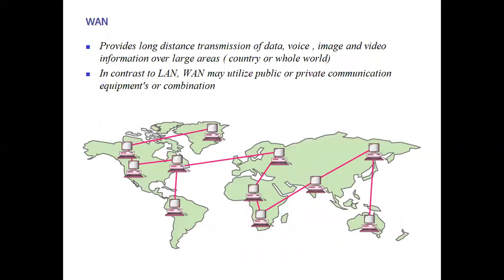Now we look at WANs. A WAN provides long distance transmission of data, voice, image, and video information over a large geographic area such as a country or a continent. The best example of a WAN is the internet.